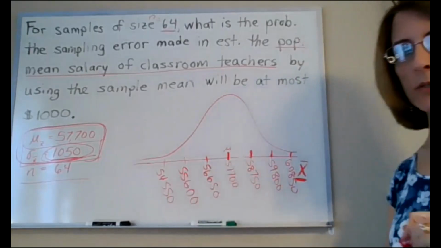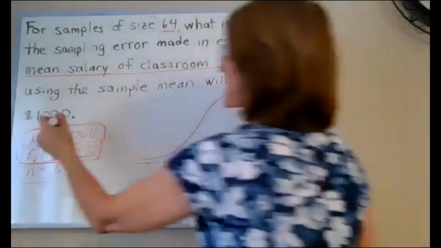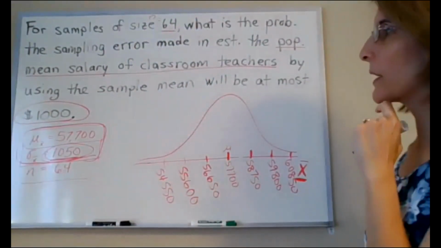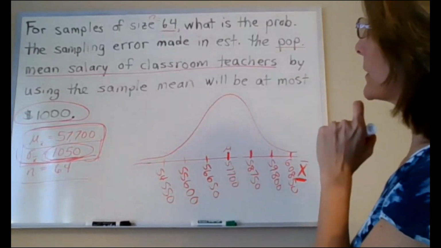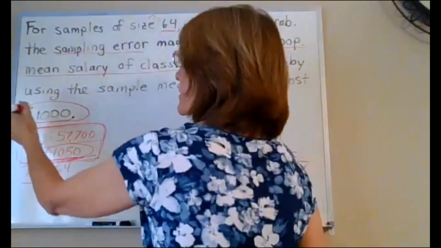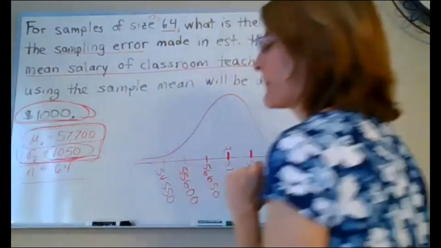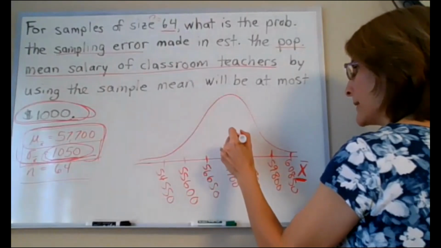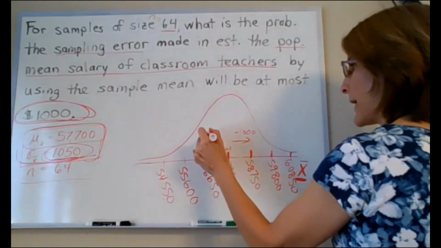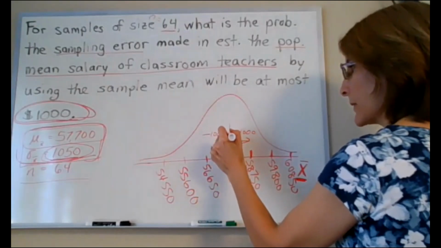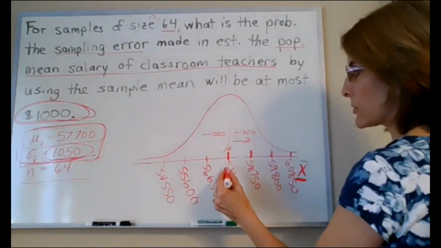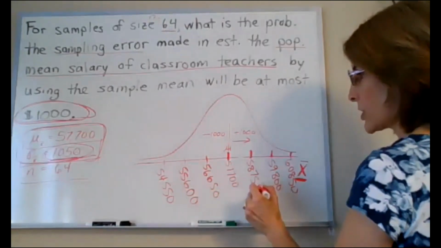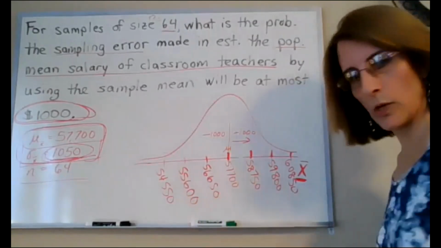Why am I drawing out all these numbers? So it's a little easier to see where the plus or minus 1,000 comes in. We want to know the probability that the sampling error is at most 1,000. That is asking what's the probability that I am plus or minus 1,000 from the mean. I could draw a line down the middle here. If we add 1,000 to 57,700, we get to 58,700, so just below this first standard deviation is where we're going to land.